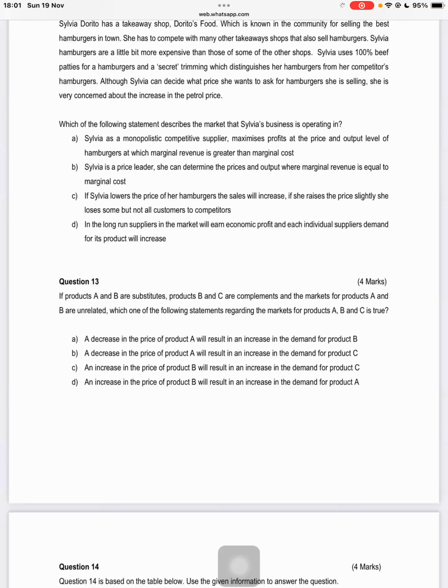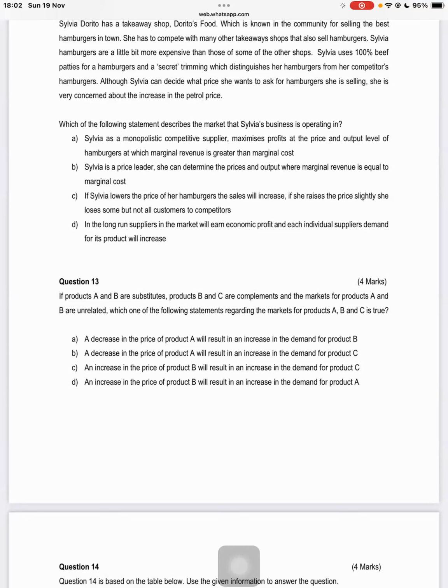A decrease in the price of product A will result in an increase in the demand for product B. A decrease in the price for product A will result in an increase in the demand for product C. An increase in the price for product B will result in an increase in the demand for product C. An increase in the price for product B will result in an increase in the demand for product A.